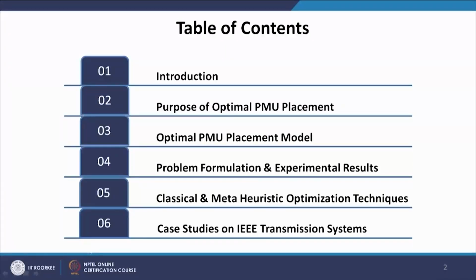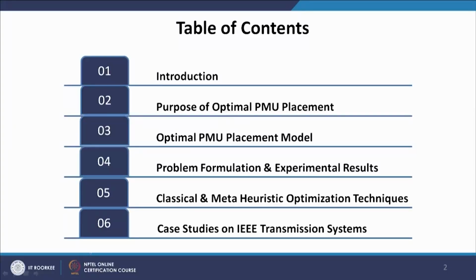So, we will also look into those algorithms in due course of time. It is basically an optimization tool where you run a DCOPF and the optimal PMU locations can be extracted. Once you understand the optimal PMU placement model, we go for problem formulation, and then move to experimental results, and then we will also compare classical or metaheuristic optimization techniques for identification of PMU locations, and at the end we will talk about a few case studies on IEEE transmission systems for PMU placements.